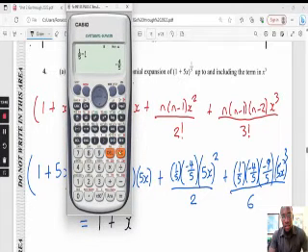This is just calculator work, guys. Just 1 over 5 multiplied by negative 4 over 5 times 5 squared. Notice we get negative 4.